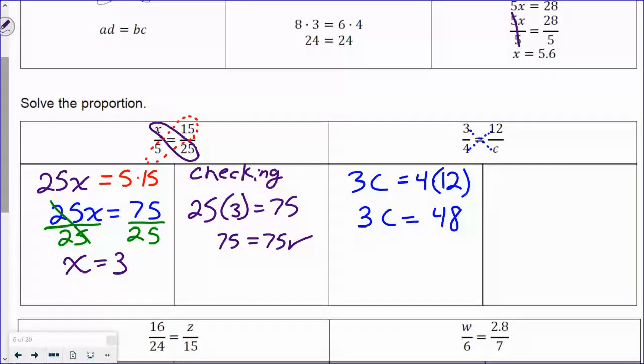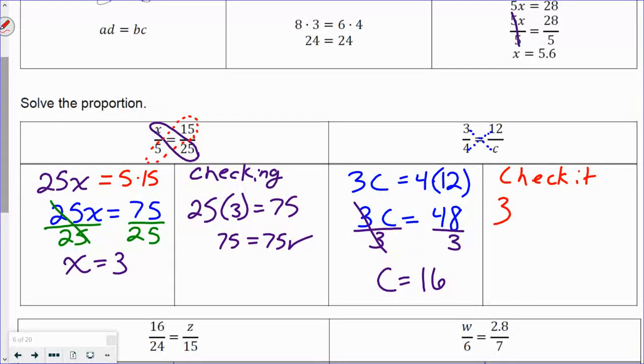And we know the opposite of multiplication is division. It's our inverse operation. Cancel your 3's out. And then take 48 and divide it by 3. 3 goes into 4 one time, and 3 goes into 18 6 times. And of course, we're going to check it. Check it.